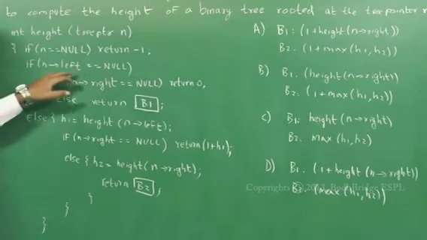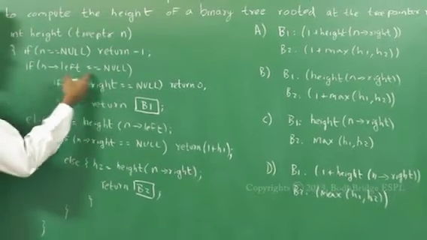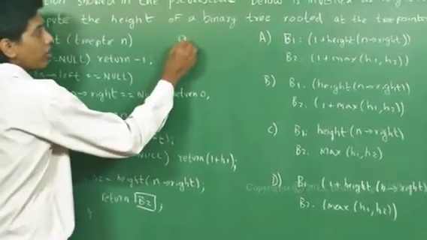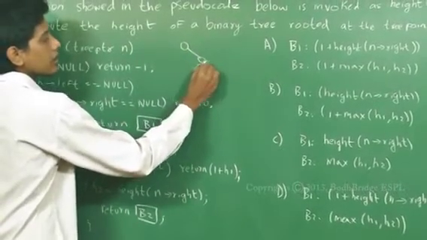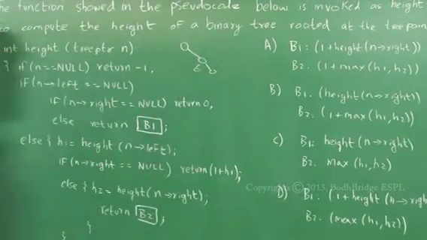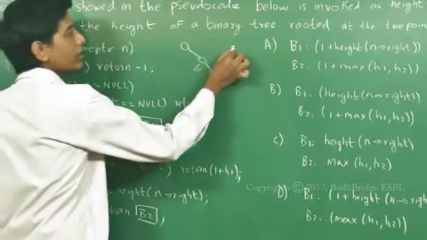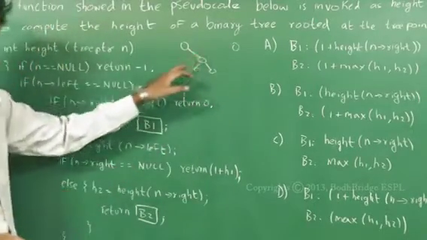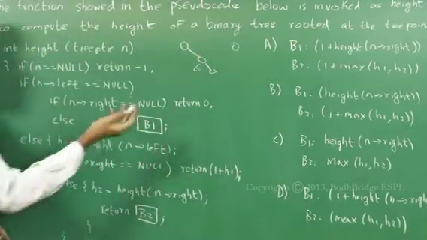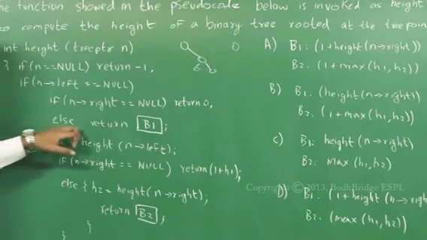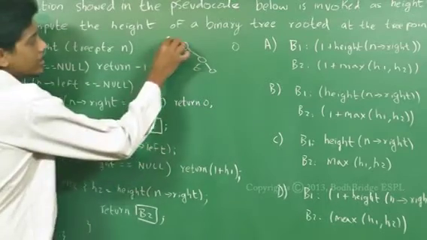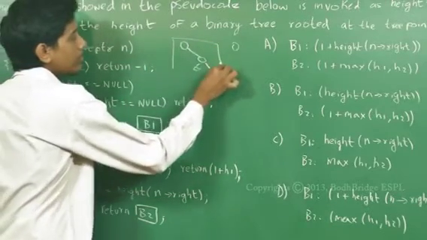If root's left is null, basically if this is the scenario, the tree is of this form. So there is no left child. And if n's right is equal to null, it means there is only one node. There is no left child, no right child. Then you will return 0, the height is 0. Else return b1.